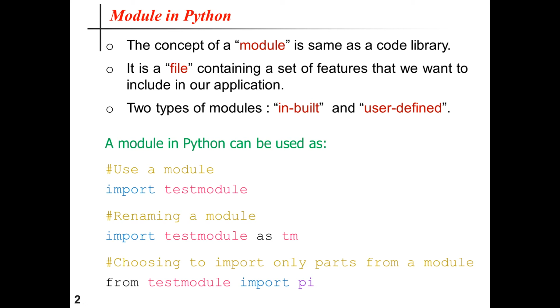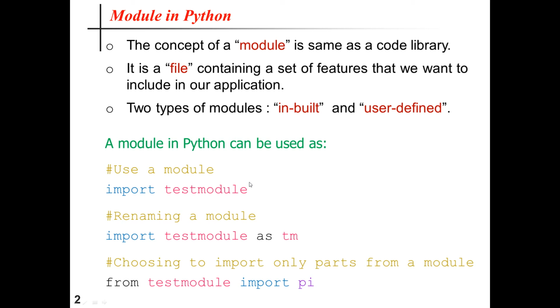So first, in order to use a module, we can use the import statement followed by the name of the module. Clear? But remember that in order to use that module, first you have to build it, and the module will have a .py file extension. Now if the module name is big, you can also rename it by using a shorter name, like import test module as tm. Now by using this alternative name, you can access the attributes or functions in the module.